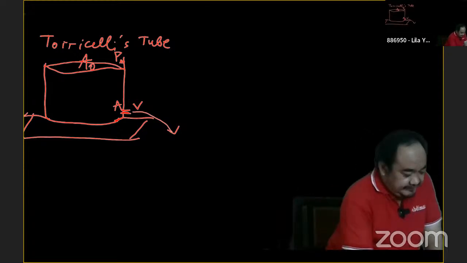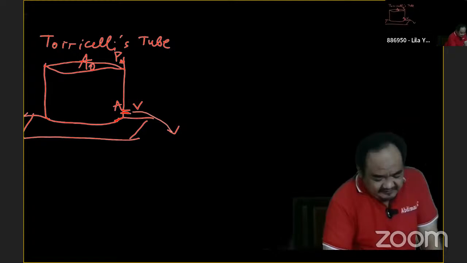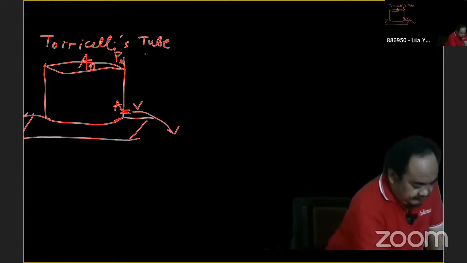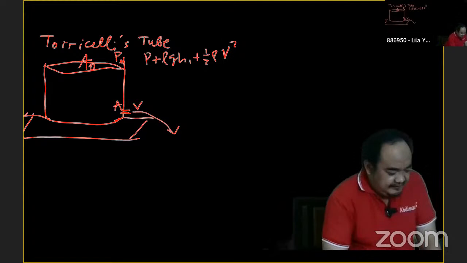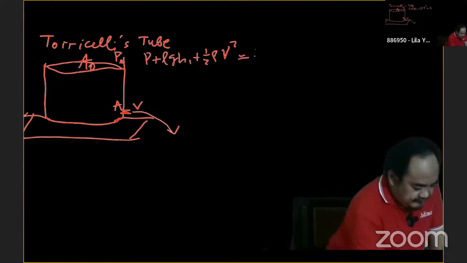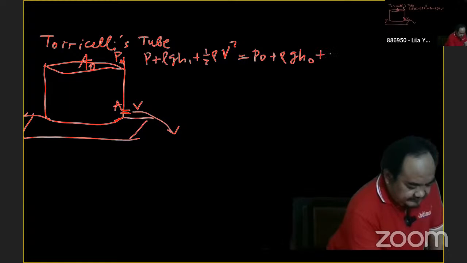Now we can apply the Bernoulli's equation. P plus rho g h1 plus half rho v1 square, sorry, not 2 but 1. Rho v square equals P naught plus rho g h naught plus half rho v naught square.